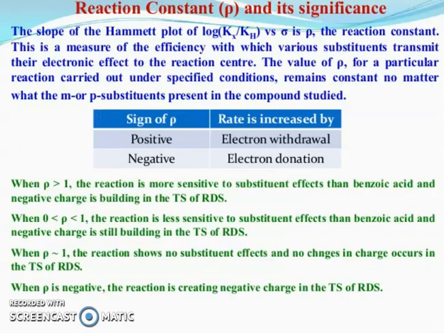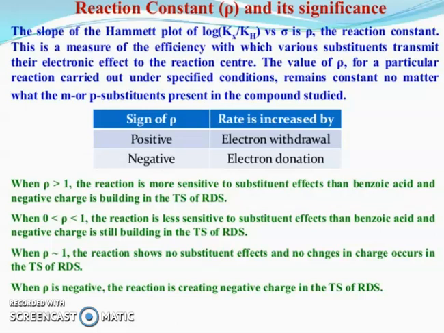Now, the reaction constant rho and its significance. The slope of the Hammett plot of log kx divided by kh versus sigma is rho, the reaction constant. This is a measure of the efficiency with which various substituents transmit their electronic effect to the reaction center. The value of rho for a particular reaction carried out under specific conditions remains constant no matter what meta or para substituent is present in the compound. So the sign of rho: positive, electron withdrawing; negative, electron donating.